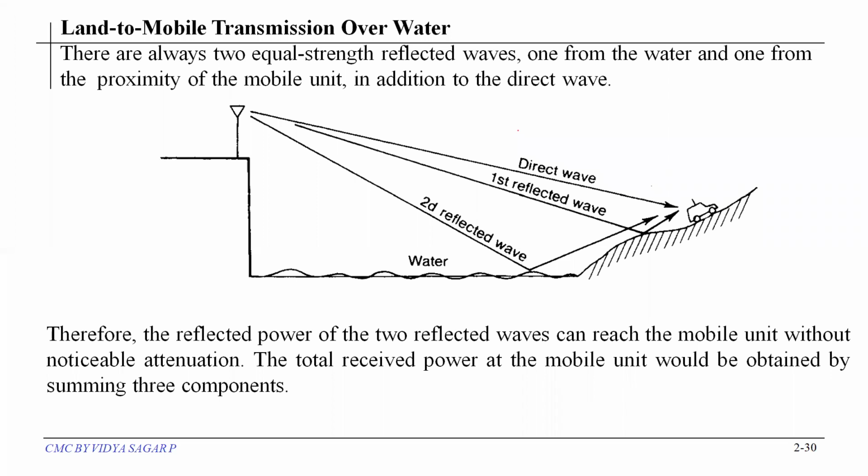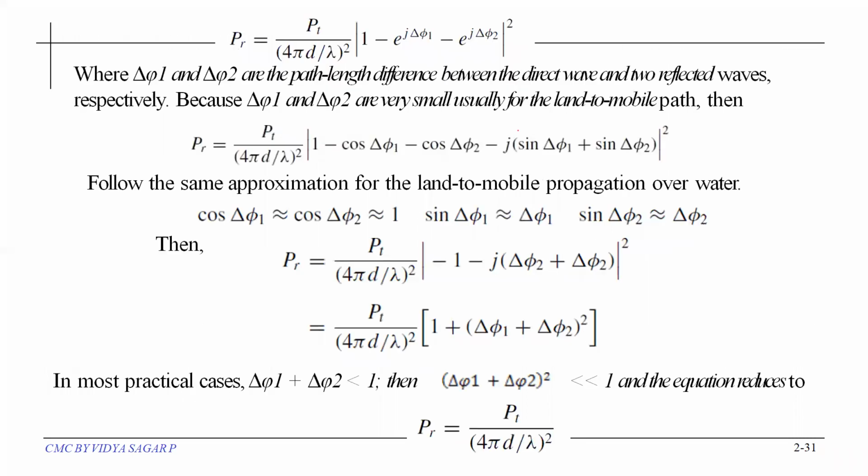From now, the total received power is nothing but the summation of these three waves: the direct wave, the first reflected wave, and the second reflected wave, because of minimum attenuation. The above is the formula. P_r is equal to P_t, for d by lambda square.